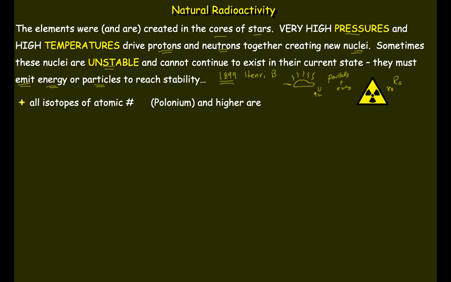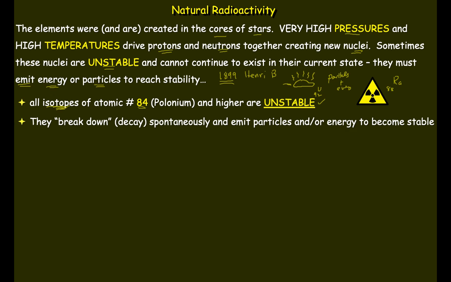Okay, so really what do we talk about? Well, what we find out is that all of the isotopes, and again, isotopes, remember, have different numbers of neutrons, all isotopes of atomic number 84 and higher are going to be unstable. So this includes all of the isotopes. That's not to mean that other elements can't be radioactive or be unstable, but not all their isotopes are. But when you get to 84, all of them are unstable.